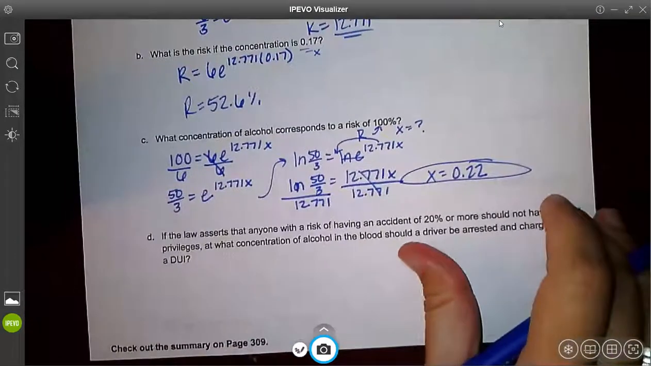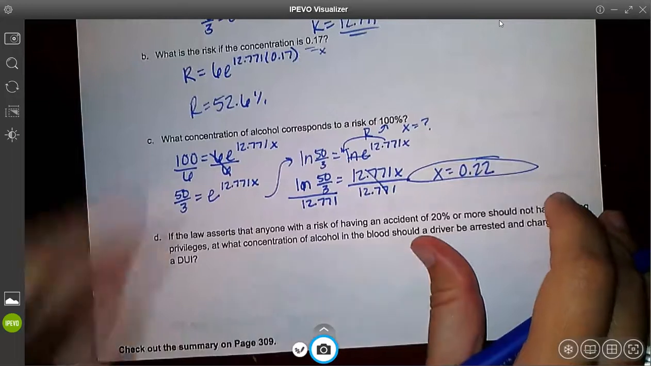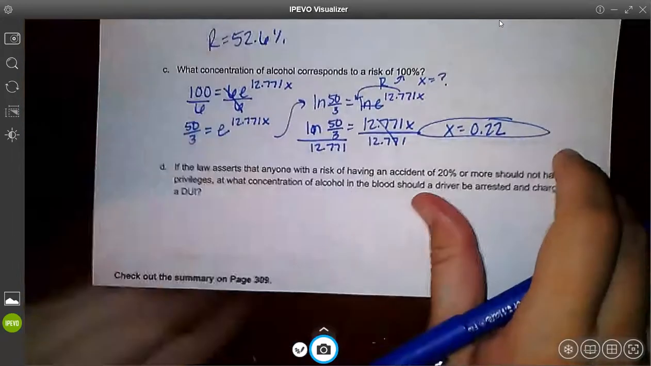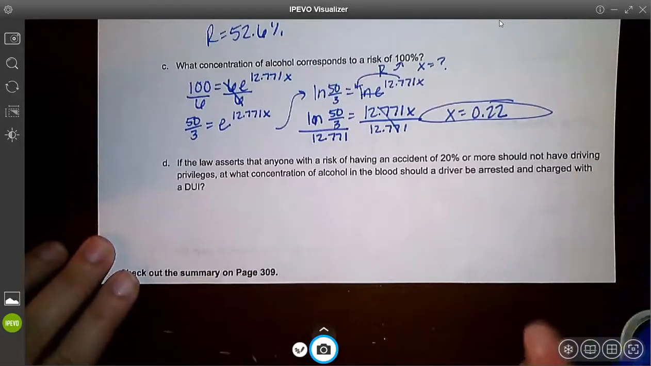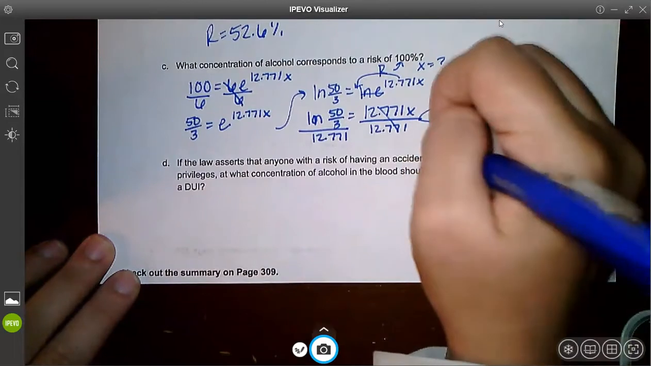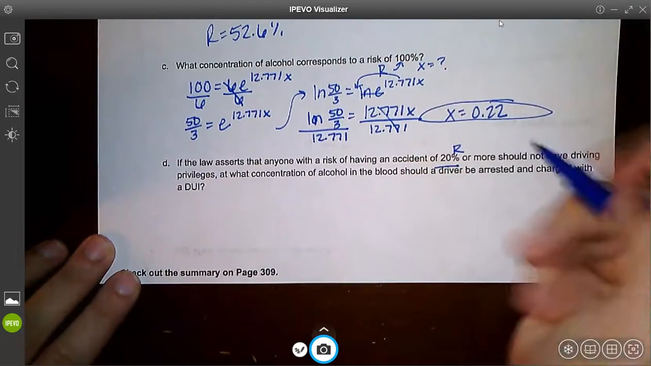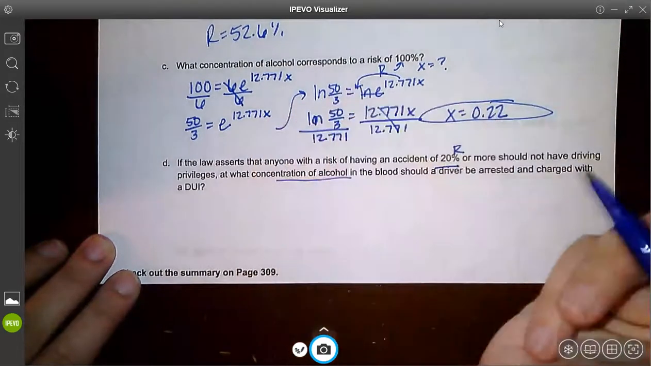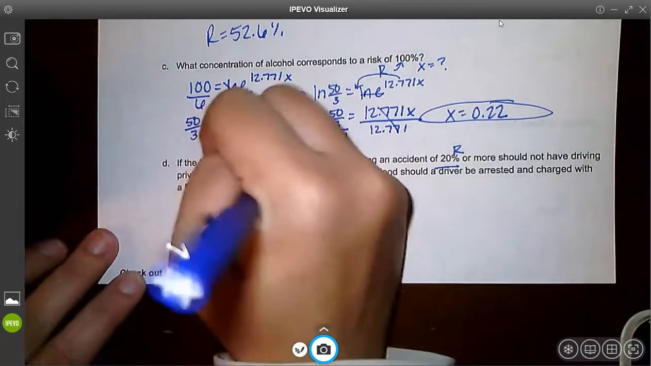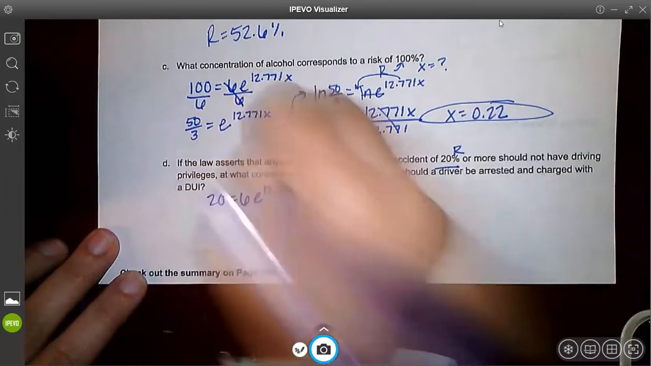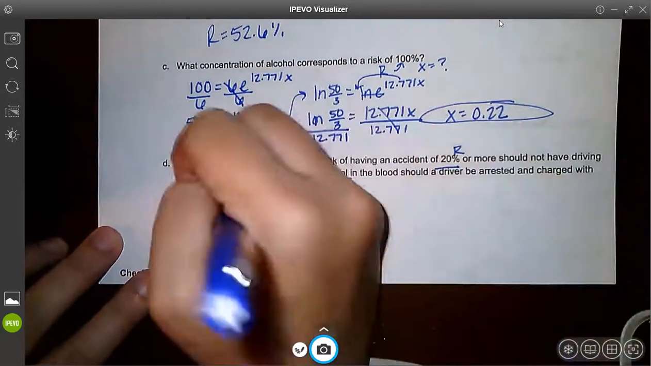If the law asserts that anyone with a risk of having an accident of 20% or more should not have driving privileges, at what concentration of alcohol in the blood should a driver be arrested and charged with a DUI? So this is going to be our risk, and we want to know what the concentration should be, so that's going to be our X. So 20 equals 6 e to the 12.771 x.